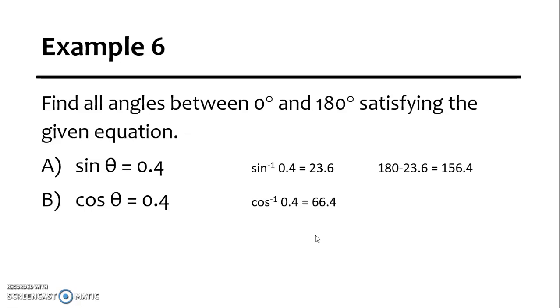You can also tell that because cosine is only positive in first quadrant and fourth quadrant, and fourth quadrant is outside of this range. And this was positive, so it's not going to work for that quadrant. Okay? So let's take a look at another example.